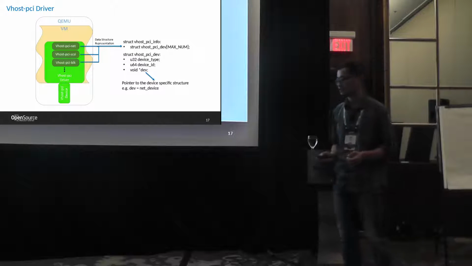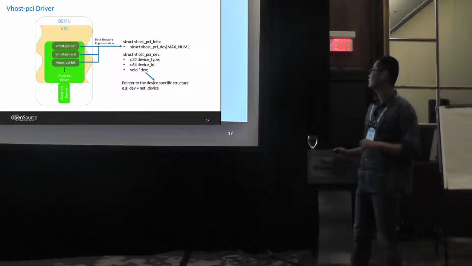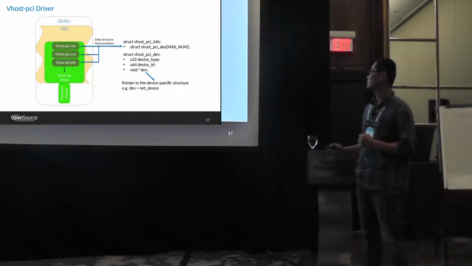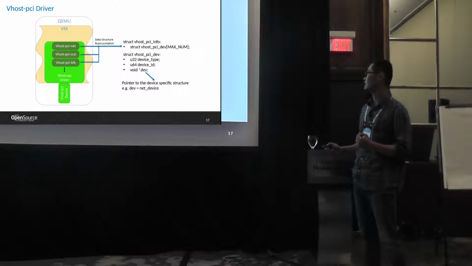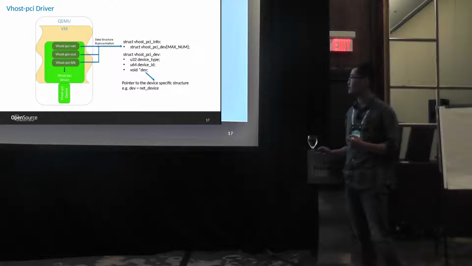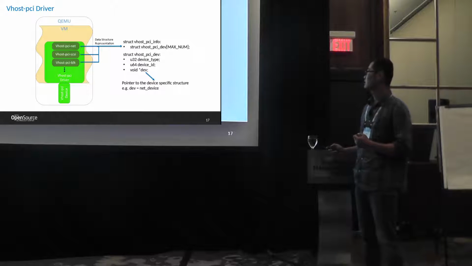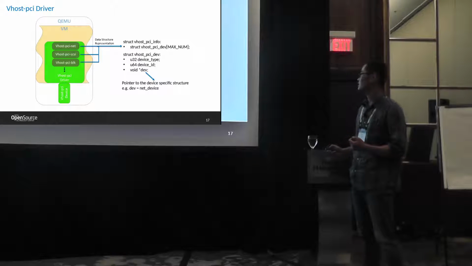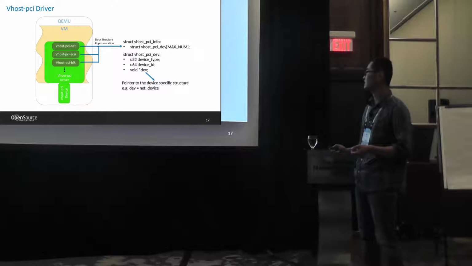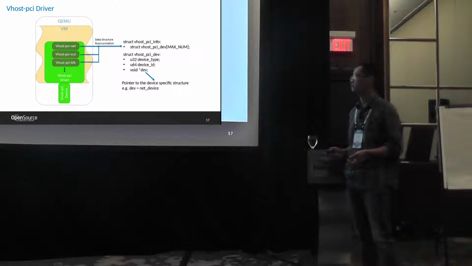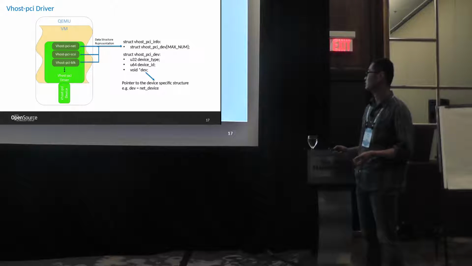If we look into the code a little bit, we will have an array of vhost PCI devices, and this structure includes 3 fields. The first one specifies the type, it's LED, SCSI, block, and so on. And the device ID is used to identify the device. For example, if the front-end device is a LED device, then this device ID can be used to store the MAC address. And finally, it's a pointer to the device-specific structure.